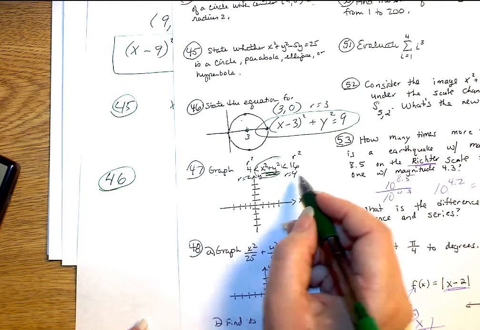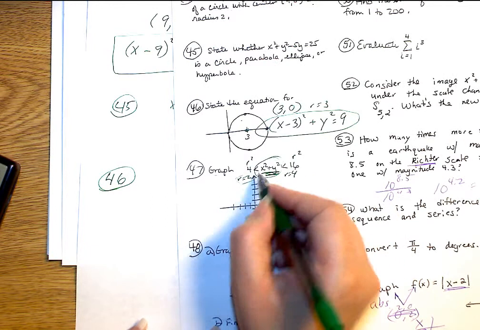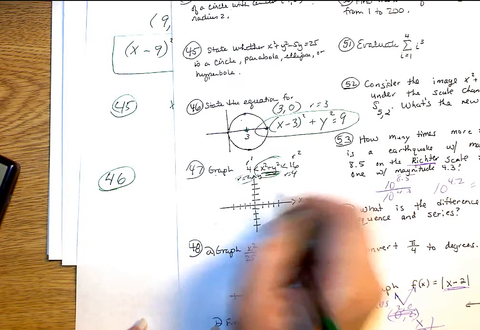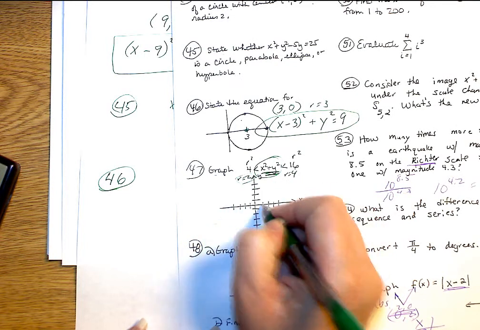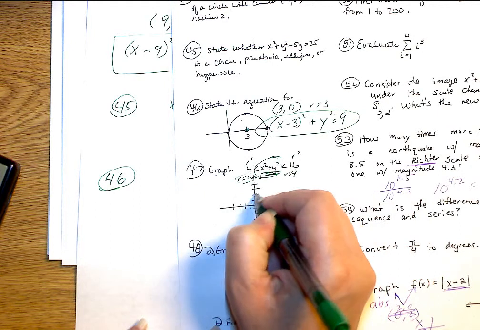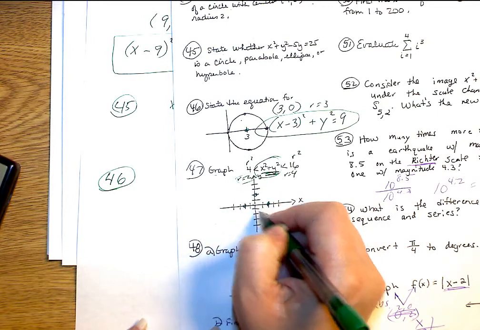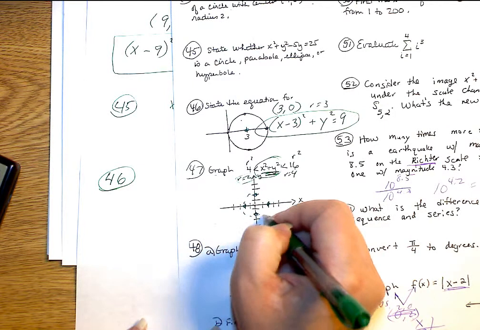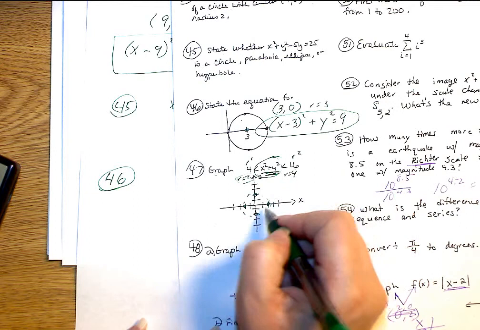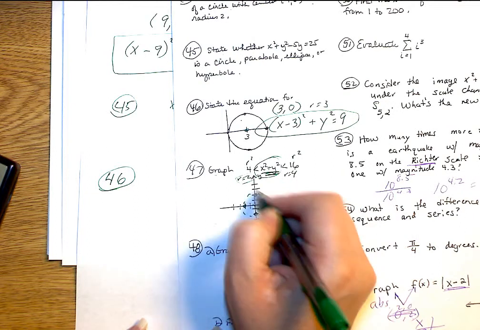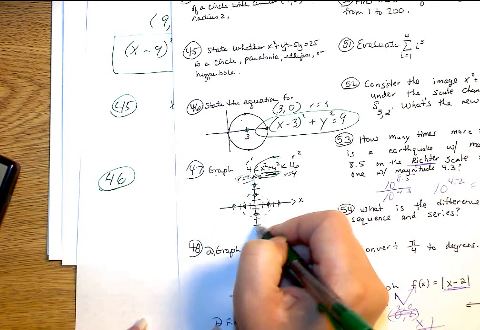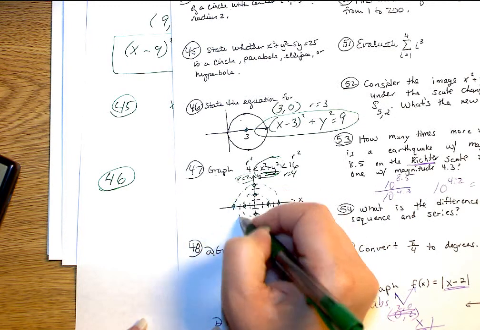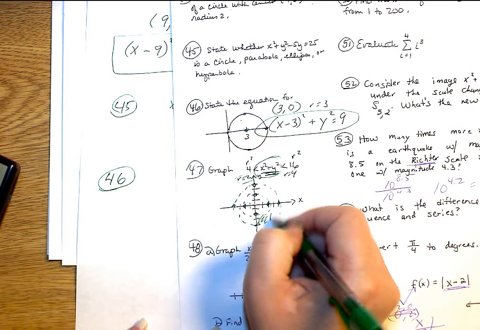So I'm going to do this one, and because there's no equal to, it's dotted. And this one has no equal to, so that's dotted. So it's going to be 2. I'm going to go 1, 2 out, 1, 2 out, 1, 2, and then I'm going to dot it. And that's my first circle. My second one will be 4, so that's 2, 3, 4, and it's dotted. And then it's shaded in between.